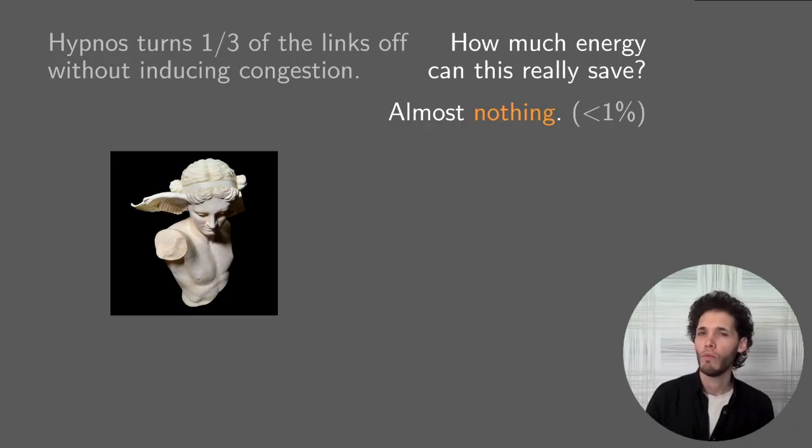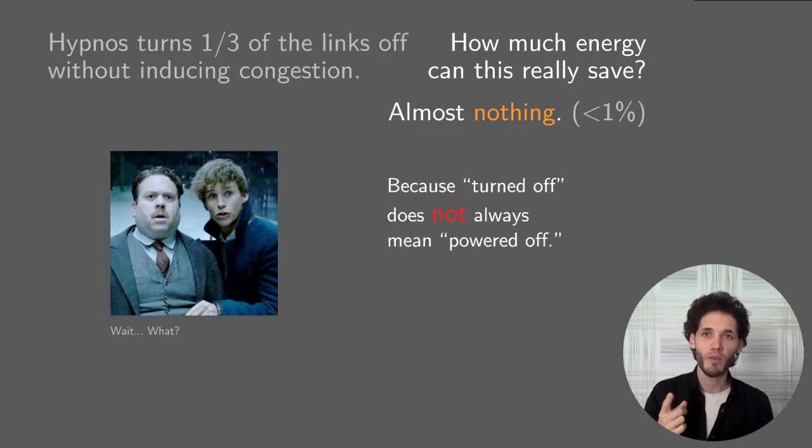Okay, so why? Well, the first intuition would be, if I'm telling you you can turn off 1/3 of the links and it saves less than 1%, that would suggest that the link power is actually a very small fraction of the total network power. And it turns out this is not true. I mean, it's not the reason why the number is so small. The reason the number is so small is because when you turn things off, they are not powered off.